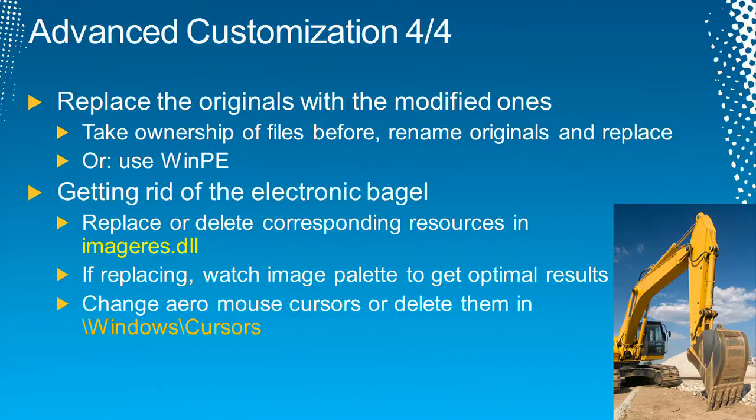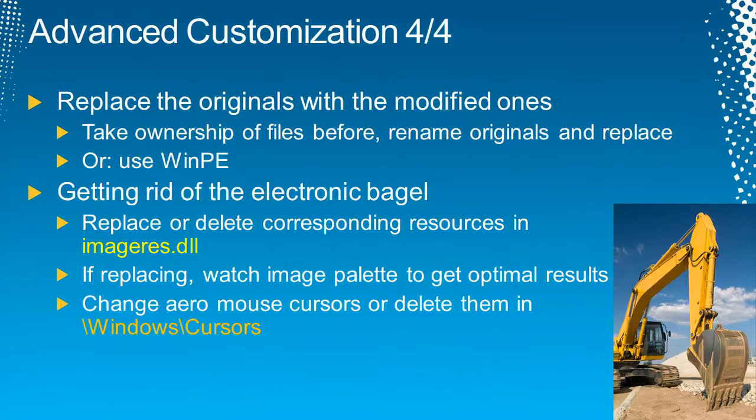OK, another interesting story is getting rid of the electronic bagel. The resources for the electronic bagel are located in a DLL called imageres.dll in Windows System32. Again, we can use Resource Hacker to open this resource DLL and replace or delete those resources. And I'm going to show you how to do this. If you're replacing, watch the image palette. Be careful with the image configurations to get optimal results. You have to have the correct palette, look at what the transparent color is, and so on. But ask your designer to do that. That's not programming or developing.